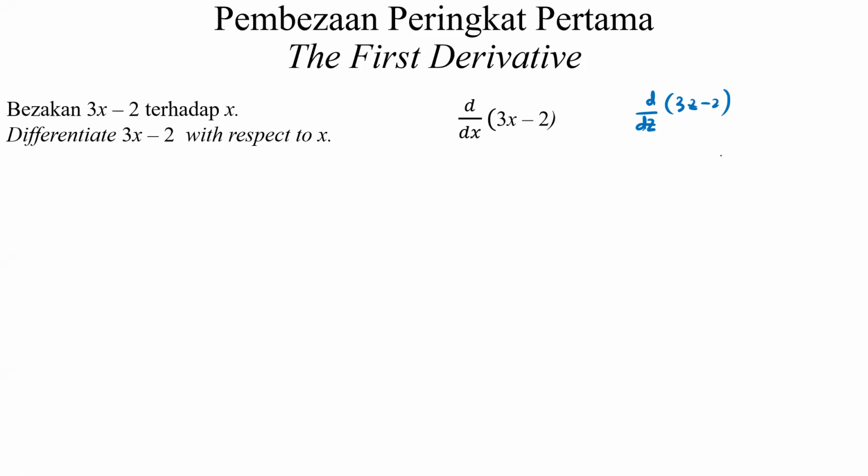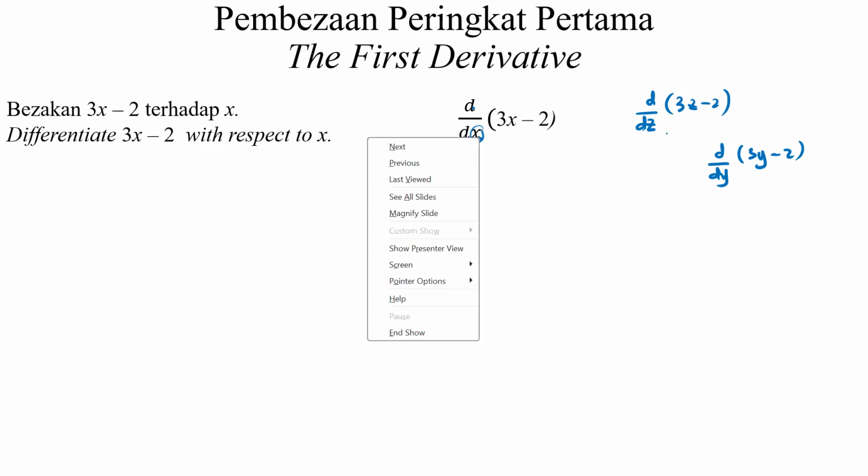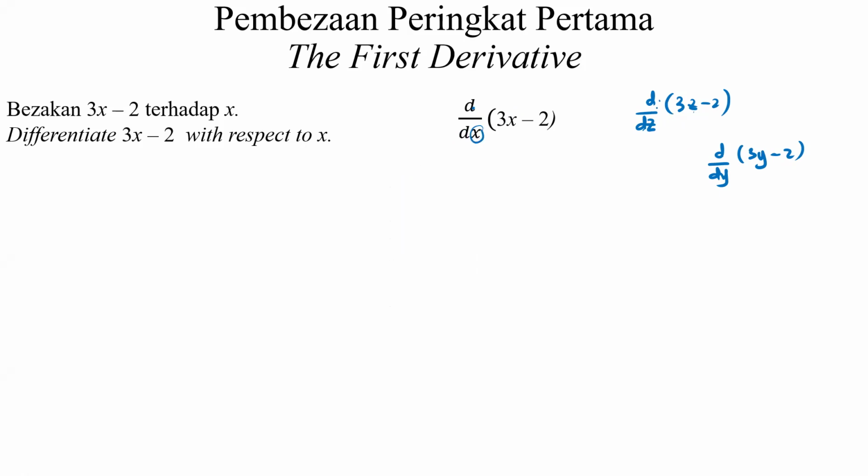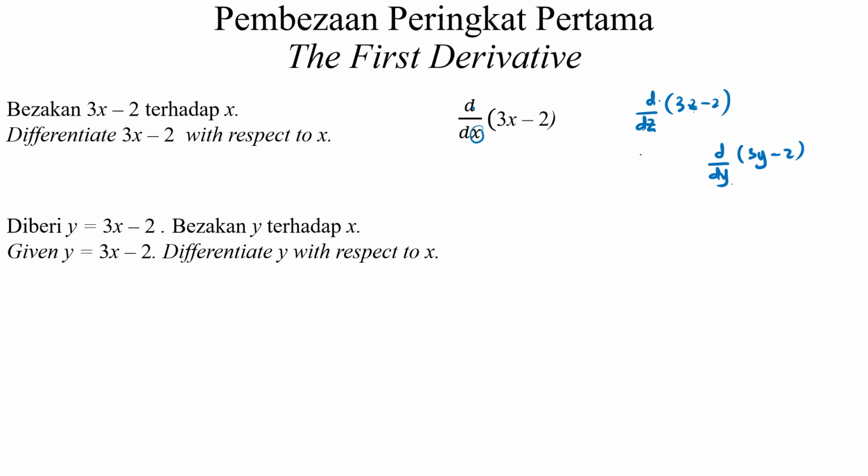I can also say dy with respect to y. So my expression must be in terms of y. Okay, right? So not necessarily it has to be dy by dx. The dx at the bottom means which power of variable you want to reduce. I want to reduce the power of x, so differentiate with respect to x. This one I want to reduce the power of z, so differentiate with respect to z. Differentiate with respect to y. Understand, yeah? The differentiation operator.